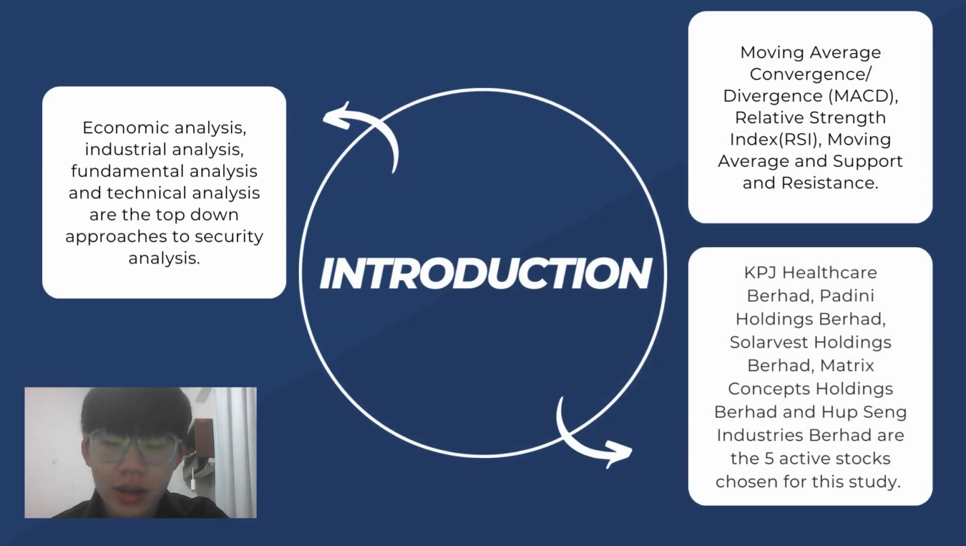Good morning, everyone. Now, I would like to talk about the portfolio. The portfolio of a customer with an investment capital of 100,000 is created and managed. The client's portfolio will be managed by 5 active equity lists on Bursa Malaysia for a minimum of 20 trading days. So, we have found KBJ Healthcare Berhad, Pardini Holding Berhad, Sulawesi Holding Berhad, Matrix Concept Berhad, and Housing Industry Berhad are the 5 active stocks chosen for this study.